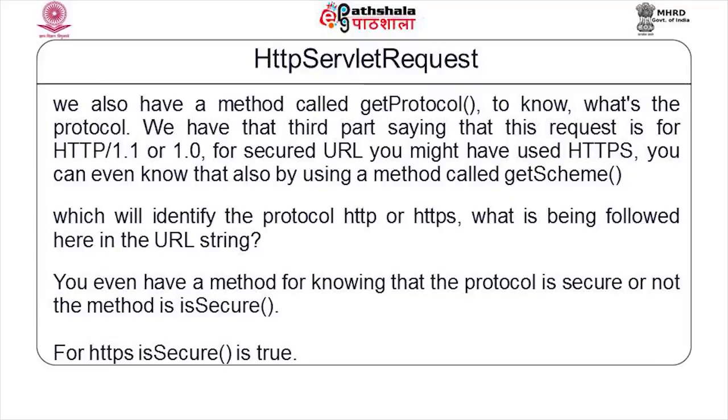Fine. We even have a method to know, in the URL, you might have used HTTP, or sometimes for a secure URL you might have used HTTPS. You can know that by using the method called getScheme. Scheme will identify the protocol, HTTP or HTTPS, being followed in the URL string.